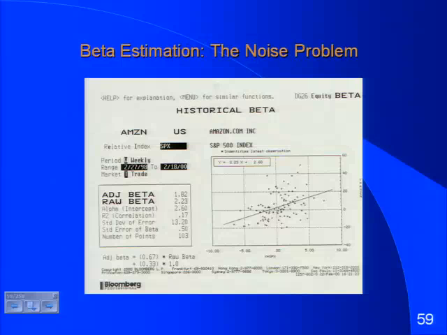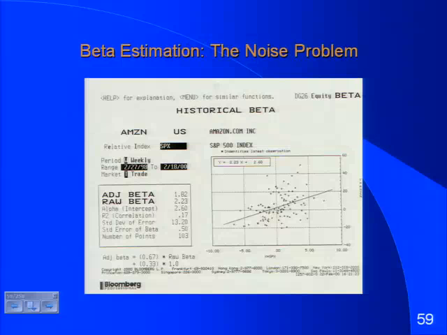So here's an example. This is the beta estimate for Amazon that I pulled up. It's one of the companies I'm going to value in class from 2001. I pulled up the numbers for Amazon for those 2 years. The raw beta for Amazon, according to Bloomberg, was 2.23, but the standard error is 0.50.